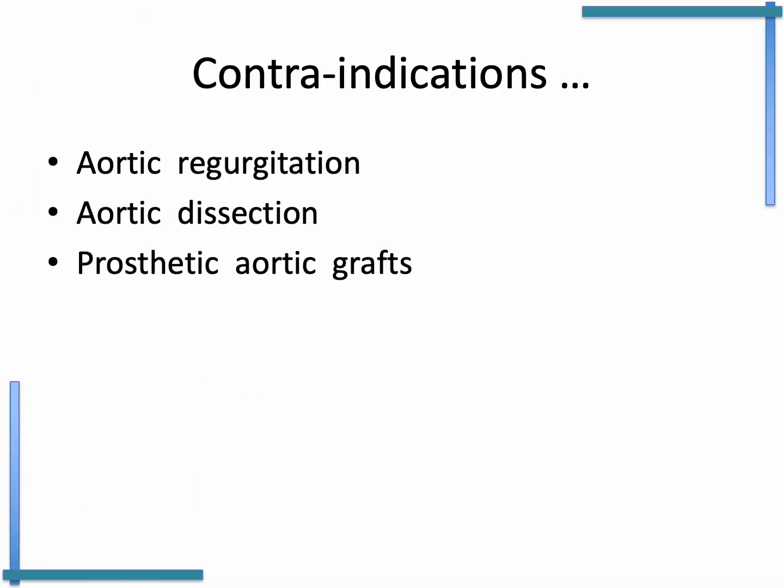Contraindications are relatively straightforward. So if patients have aortic regurgitation, the inflation of the balloon would just encourage more regurgitation into the left ventricle and increase the left ventricular end diastolic pressure, so no good there. I think it goes without saying, if you've got an aortic dissection in progress, the last thing you want to do is put a balloon up into that injured aorta.